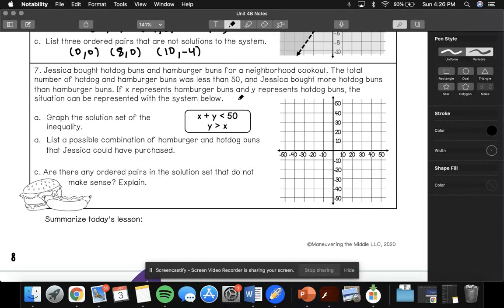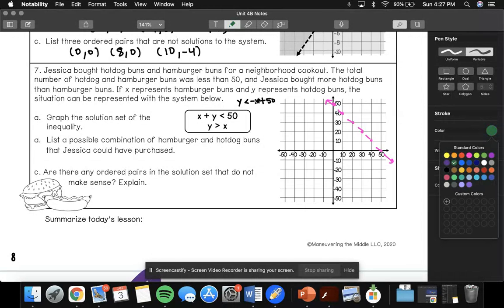So first I'm going to move this over. So y is less than -x plus 50. So I'm going to start at 50. I'm going to go down 1, right 1. These are at a scale of 10, so it's okay to go down 10, right 10. That's equivalent to -1. I'm going to use a dashed line. And I'm going to wait to shade this.